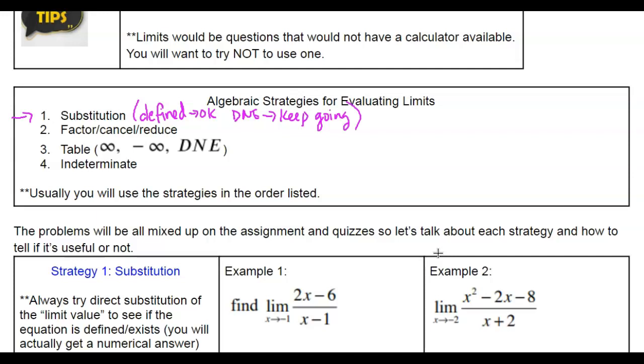All right, well, if substitution doesn't work, then you want to try to factor, cancel, reduce, things like that. If that doesn't work, then you kind of need to make a table, but this is a quick table, and if that was your forced strategy, your options are infinity, negative infinity, or if they don't agree, it does not exist. This is not a long, extensive table because you would have to do this by hand. And number 4, there's something called indeterminate forms, and we're going to learn a strategy for that later, okay? Much later, like after Unit 2.